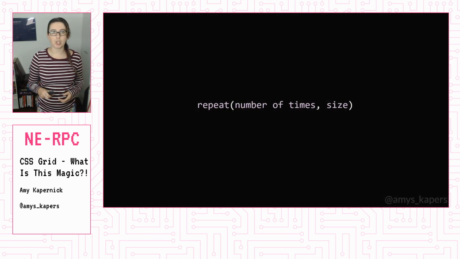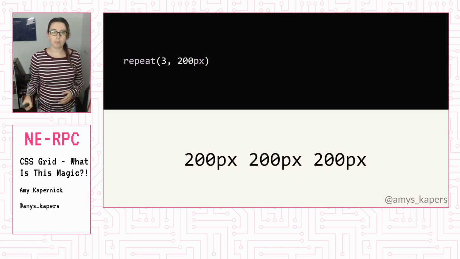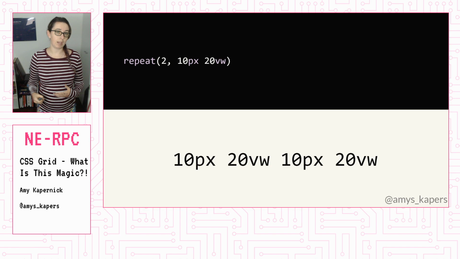Now the repeat function is something we get access to in CSS Grid and allows us to define a number of times and a size that we're repeating a particular column or row. For example, I can write repeat 3, 200 pixels, which would give us 200 pixels, 200 pixels, 200 pixels. We can use any unit we like in here, any CSS unit. We can also define patterns using the repeat function. So I could say repeat 2, 10 pixels, 20 viewport widths, which would give us 10 pixels, 20 viewport widths, 10 pixels, 20 viewport widths.